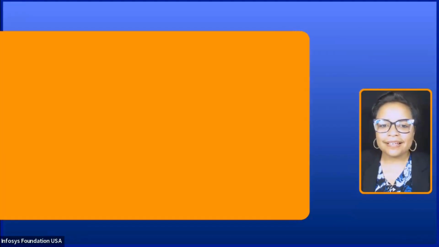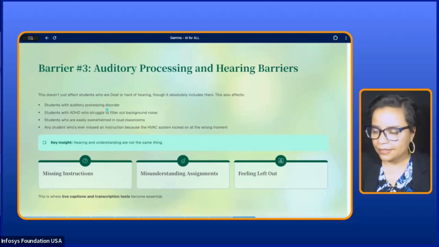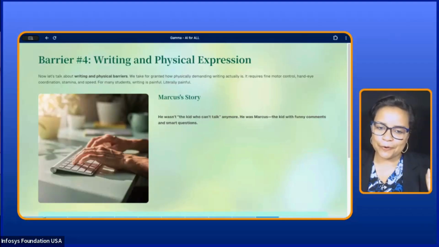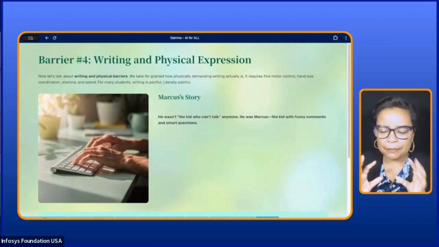All right, so now we are going to move on to number 4. Barrier number 4 is writing and physical expression. So, I think we can take for granted how writing can be physically demanding. Like it requires fine motor control, hand eye coordination, stamina, speed.